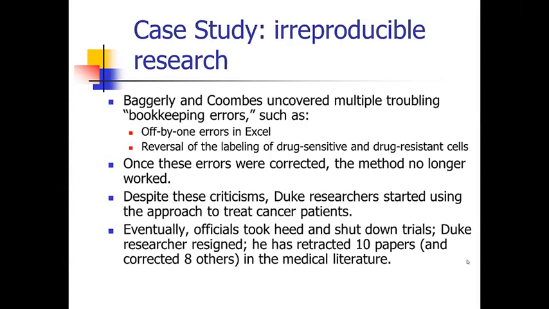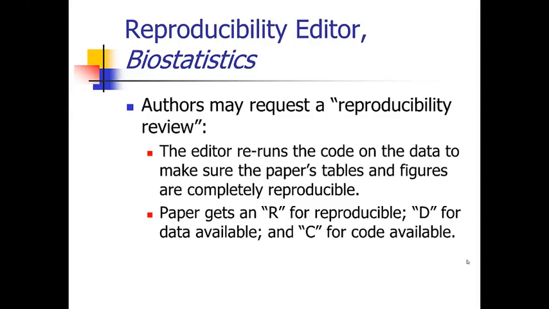So the officials finally took heed and shut down the trials at Duke. The Duke researcher ended up resigning, and now 10 papers have been retracted and another 8 corrected in the medical literature due to this. So this really uncovered a whole set of errors in the literature, probably some fraud as well. But it took Baggerly and Coombs about 1,500 hours to do this sleuthing. So clearly, this is not going to occur in most cases. These kinds of errors are going to go undetected unless we have research out there that is at least checkable. That's why it's so important that you're able to check the research to verify that there are no errors in the data and the analysis of this type.